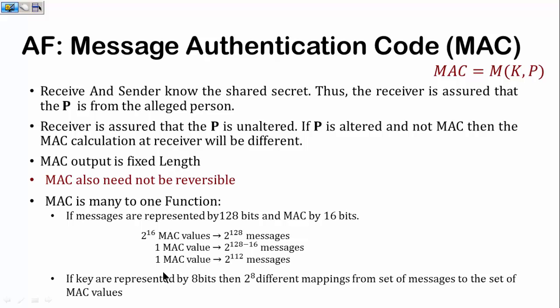Now furthermore, since this MAC value is calculated with the help of the K value over here, and if this K is represented by 8 bits only, then you will have 2 raised to the power 8 different mappings from the set of messages to the set of MAC values. Therefore, there will be many messages with the same MAC values. That is one of the things with the message authentication code.